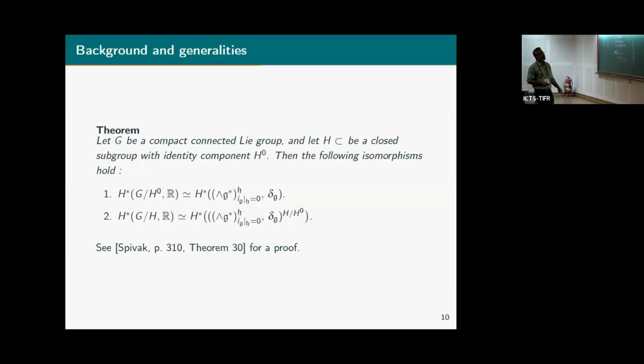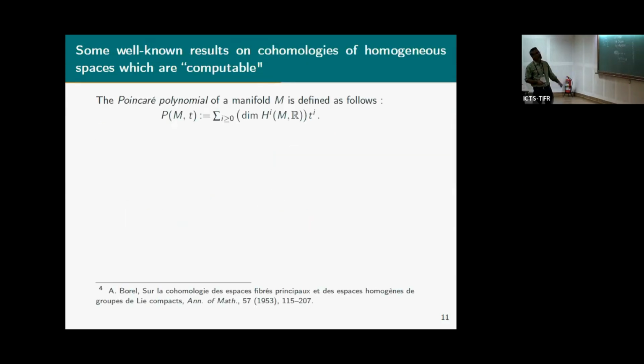If a connected compact Lie group is acting on a manifold, then the cohomology of the manifold is the cohomology of the G-invariant forms. And these are all classical, so let's not go into that. But you cannot do much with these classical results when it comes to computing in a given situation.